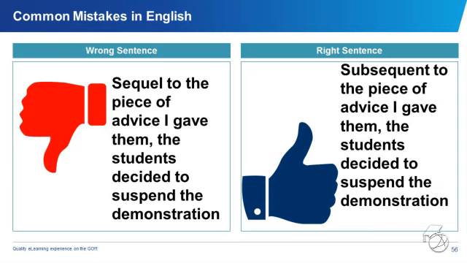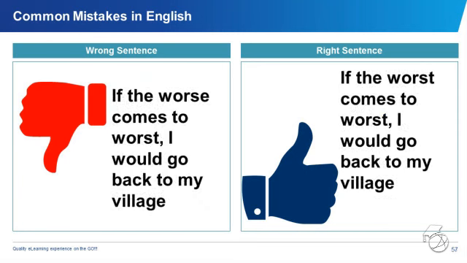Sequel to the piece of advice I gave them, the students decided to suspend the demonstration. It is wrong. The correct sentence should be, subsequent to the piece of advice I gave them, the students decided to suspend the demonstration. It is wrong to say if the worst comes to worst, I would go back to my village. But it's correct to say, if the worse comes to worst, I would go back to my village.